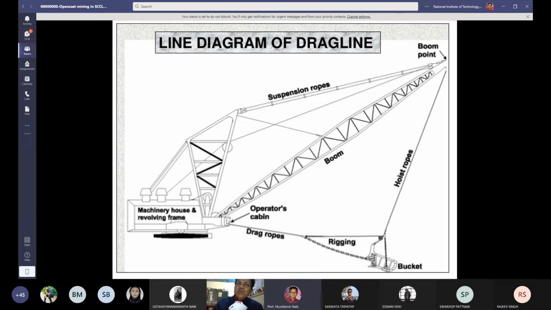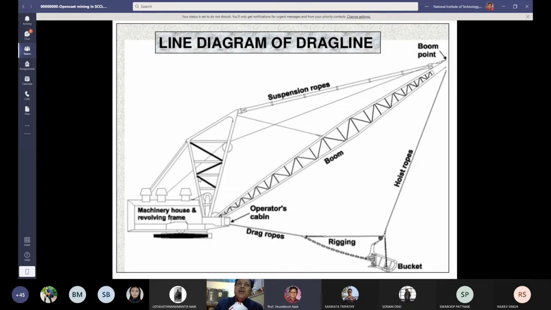In the operator's cabin, the operator sits and operates the machine, and this is the drag rope of the bucket. So the material can be dragged with the help of this drag rope, and the material can be lifted with the help of these hoist ropes. So one hoist rope is there, one drag rope is there. Then for rigging purposes, the rigging chains and rigging cables are there. So this is the suspension rope, for suspending the material.